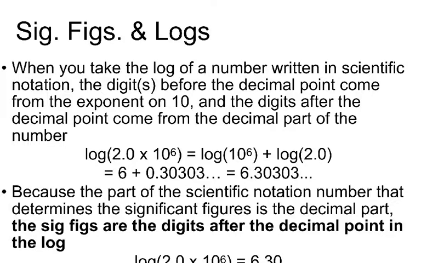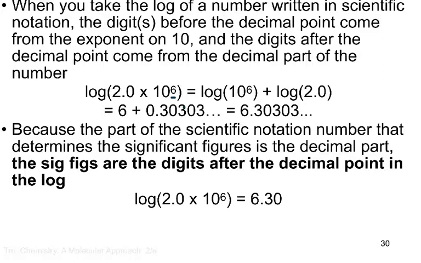Now, just so you know, for significant figures and logs, when you take the log of a number written in scientific notation, the number before the decimal point comes from your exponent. And so if you want to use significant figures with logs, the number of sig figs is the number of digits after the decimal. So here we have 2 significant figures, and so we write down 2 decimal places for our log.